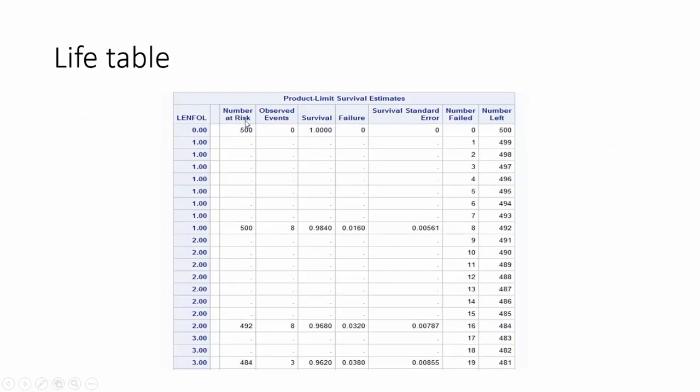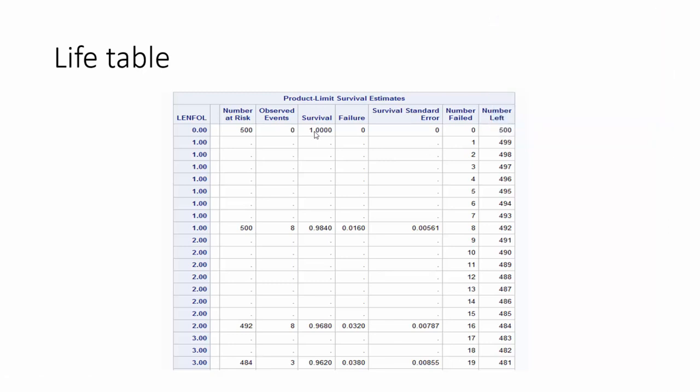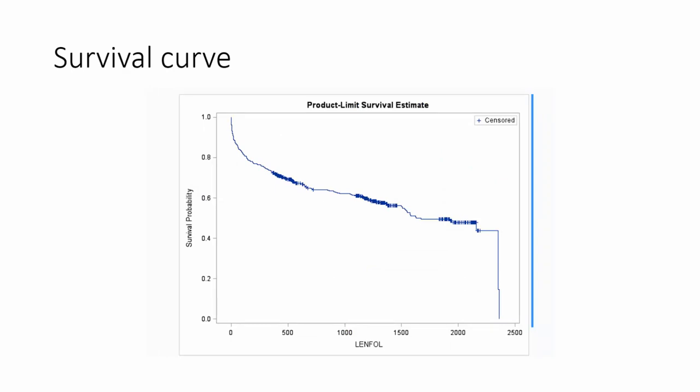You can see 500 people enter the population, then no event happens, so survival probability is 1, because 500 by 500 is equal to 1. Then 8 people die, and survival probability decreases to 0.98, as you can see on the screen, and then it keeps on going down. Ideally, if you continue doing that for an infinite period of time, it should go down to 0. But we have a limitation: we have a limited study period. The curve looks like this.